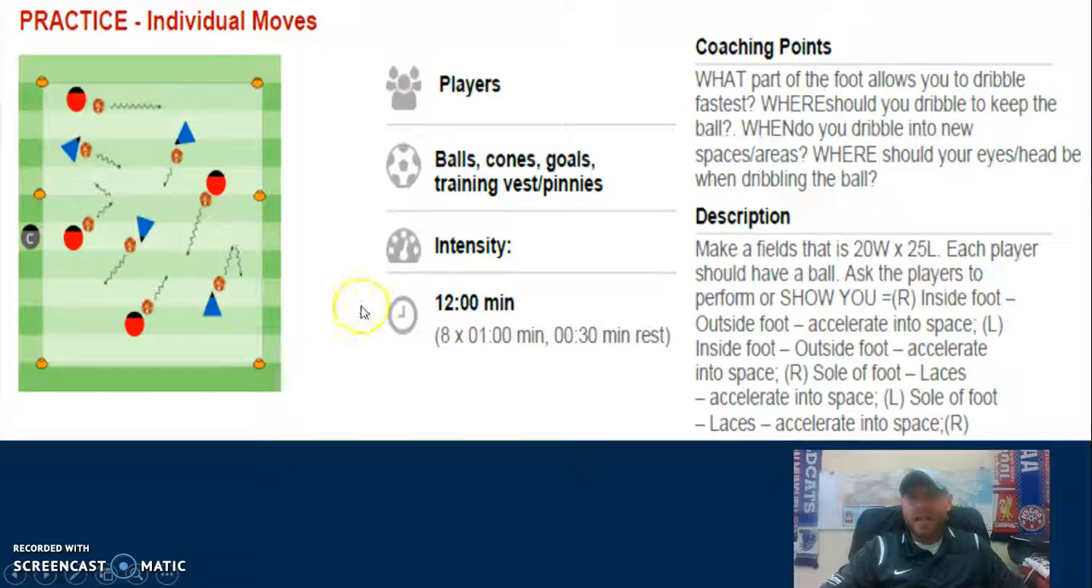So then we're moving to the practice element of our session, and this is the same setup as last week where we have players with a ball in the space, and instead of turning, we're going to be working on individual moves. Again, we're weaving in some of the 5 W's in terms of the when, the where, and the what related to the individual moves.